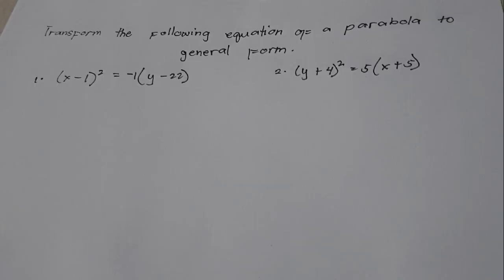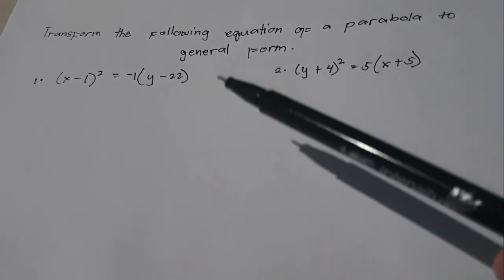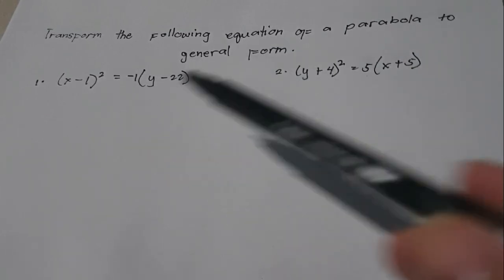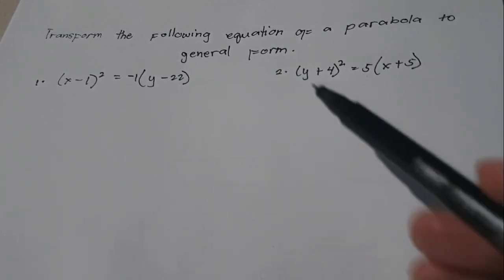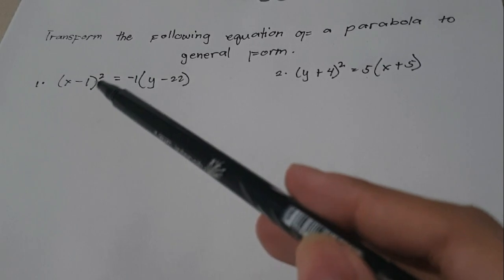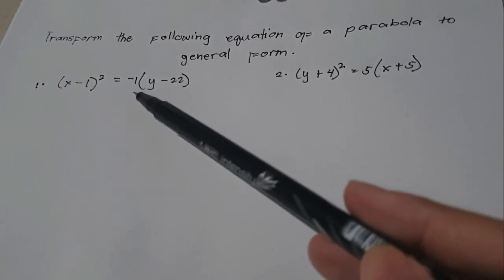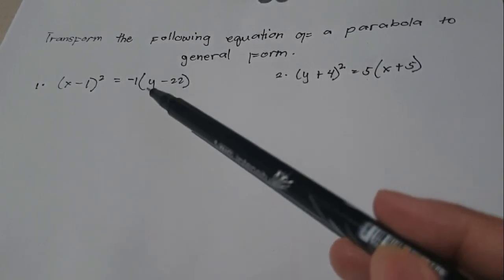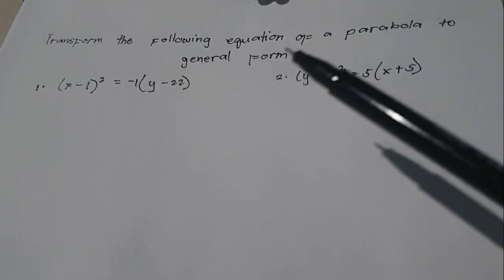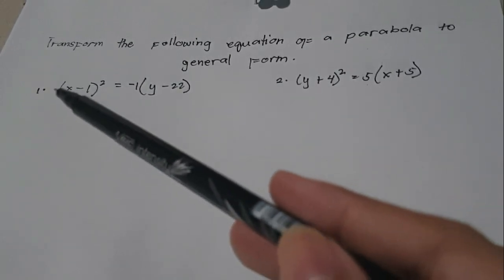And now we will talk about how to transform the equation of a parabola from standard to general form. So again, we have two examples. Let's start with the first example. We have the quantity of x minus 1 squared equals negative 1 multiplied by the quantity of y minus 22. So the first step is to square the binomial.